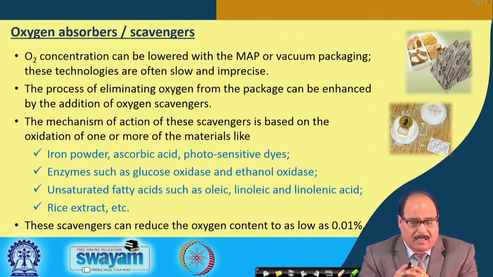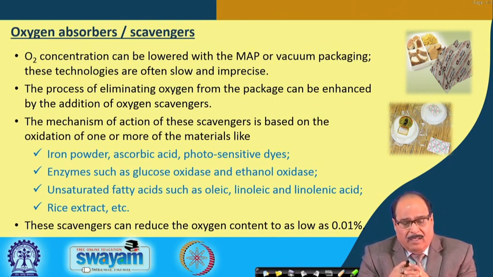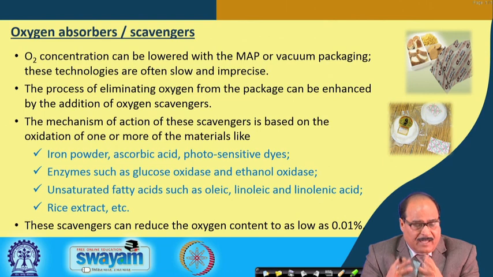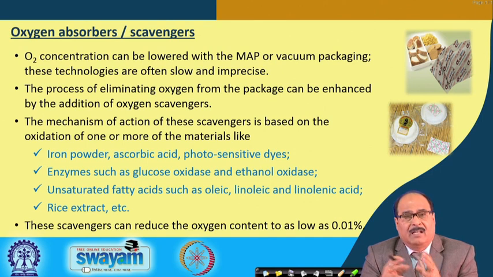Oxygen absorbers or scavengers are another important aspect. Oxygen concentration can be lowered by vacuum packaging, as we have studied in the last class in the MAP. That is, vacuum packaging can be used, or even gas flushing, etc., but again these technologies are often slow and imprecise. So, the process of eliminating oxygen from the package can be enhanced by the addition of oxygen scavengers, and these oxygen scavengers perform their activities.